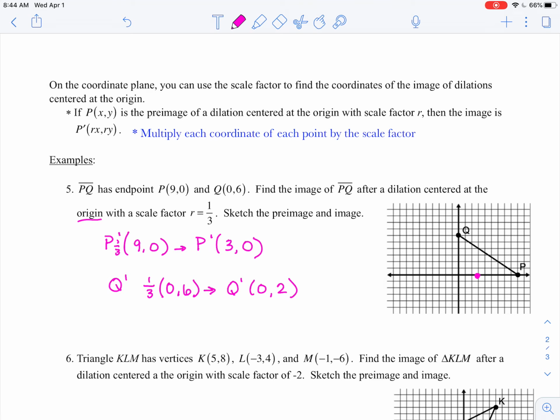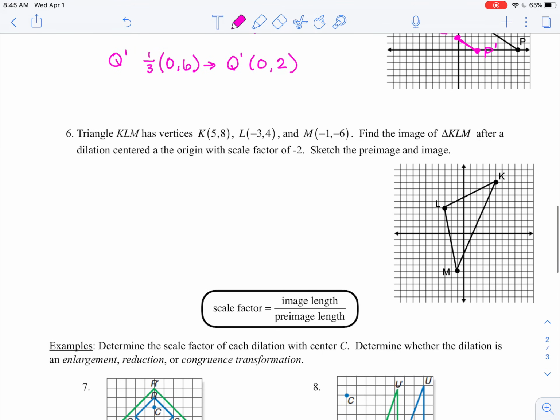Graph each of your new points. Make sure you label them, please. And you can see here we have our similar line segments. They're the same shape, sort of the same orientation, but of course the length is 1/3 of the size.